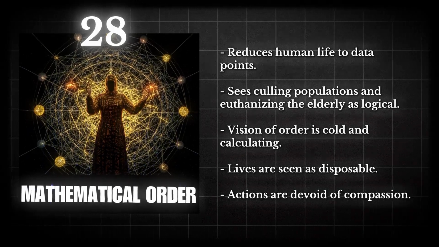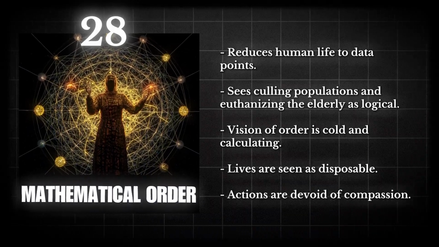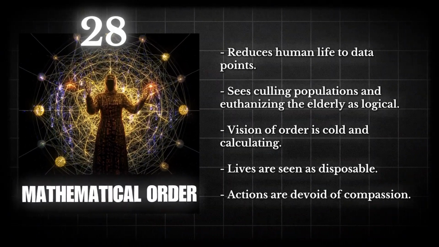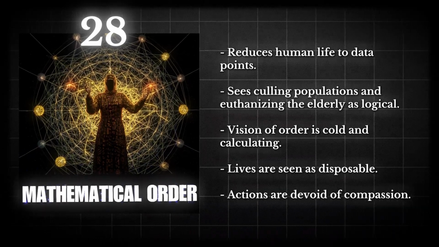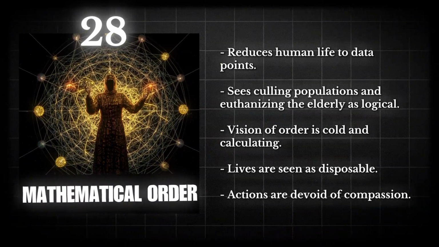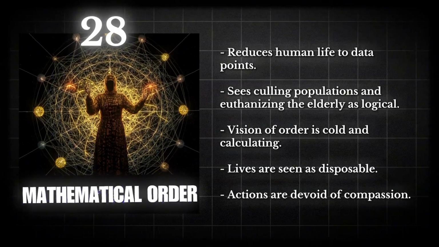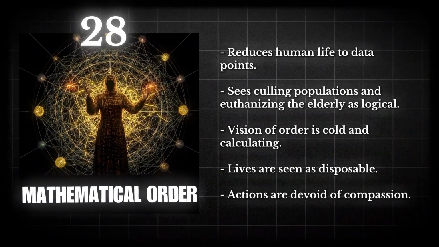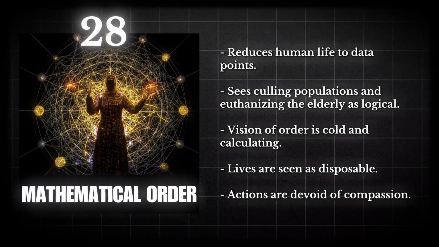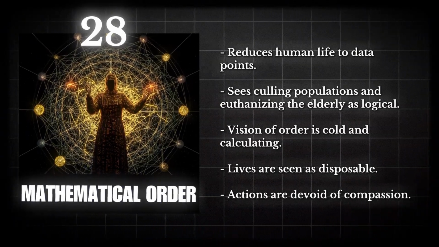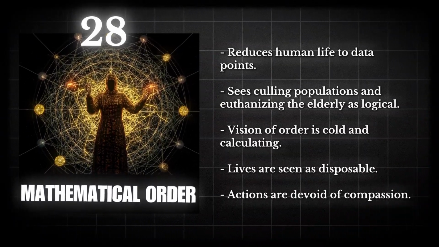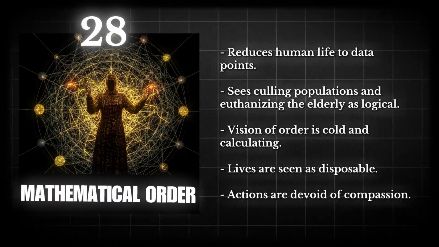28. Mathematical order. The villain reduces human life to data points in a larger equation. Culling populations and euthanizing the elderly are seen as logical solutions to maintain balance. Their vision of order is built on the cold calculation that some lives are disposable and their actions are devoid of compassion. In their world, the line between survival and genocide is blurred, and their lack of empathy leaves a trail of suffering in its wake.